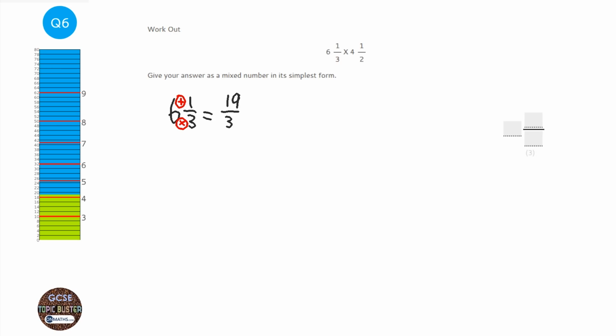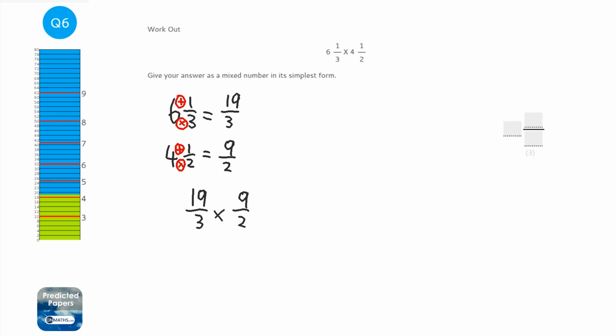So 4 1/2, we times by the bottom, which would be 8, and then add it to the top, which would be 9. So that equals 9/2. So we're going to do 19/3 times 9/2. So I've written the same thing, 6 1/3 times 4 1/2, but instead of 6 1/3, I've written 19/3. Instead of 4 1/2, I've written 9/2.